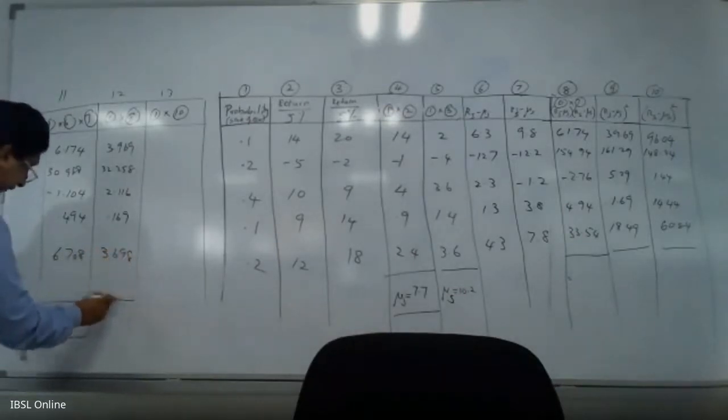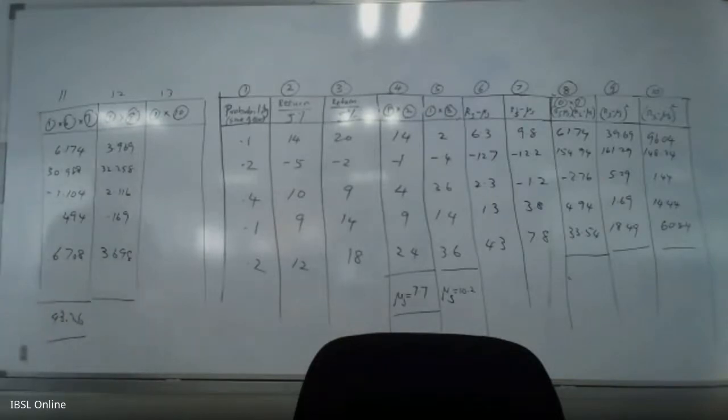Now we can see what is the total here. 3.969 plus 32.258 plus 2.116 plus 0.169 plus 3.698. That is 42.21.